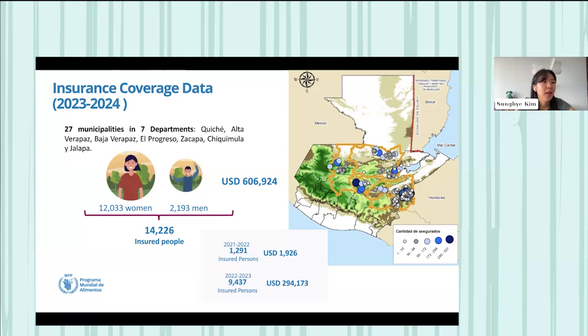So in this period of 2023 and 2024, more than 5,000 payments were activated in 4 departments under drought coverage within a 60-day period from May 15 to July 15. Additionally, 30 payments were activated under excessive rain coverage, reported on July 4 in Alta Verapaz.